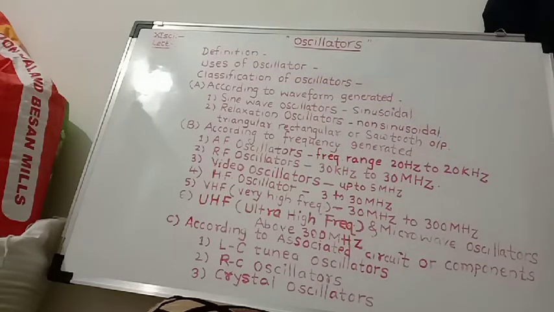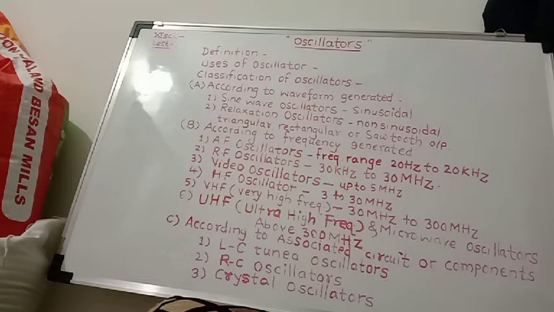What is an oscillator? An oscillator is an electronic device, an electronic circuit, which converts DC energy into AC. It generates a periodically varying AC electrical signal at the output.